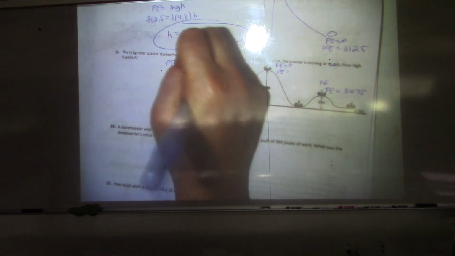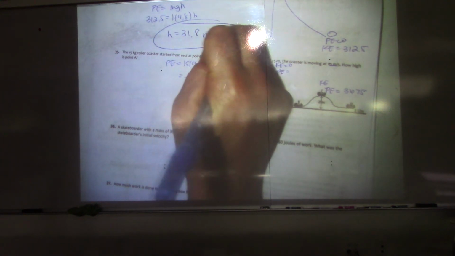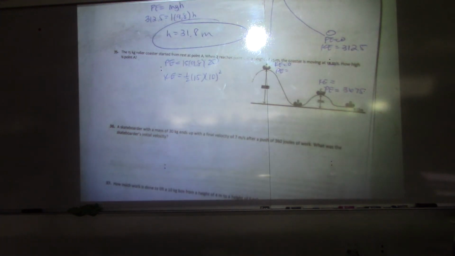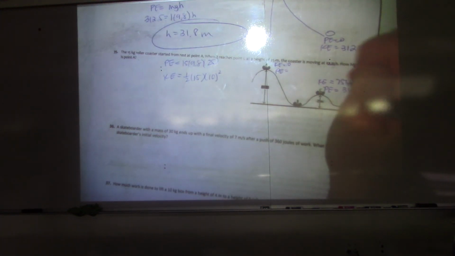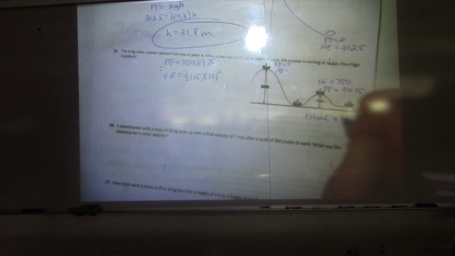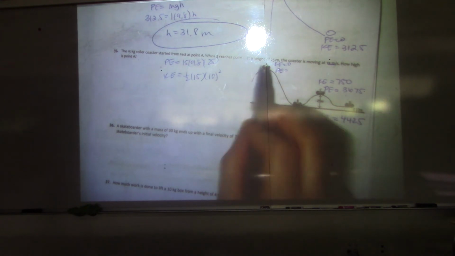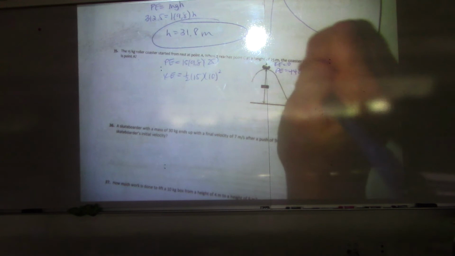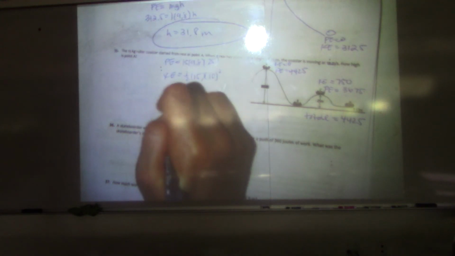But I also have a velocity, so I'm going to do the kinetic energy, 1/2 mv squared. And that gives me kinetic energy of 750. These two combine to get my total. So my total energy is the 4425, which means at the top, if the kinetic is 0, then my potential is just my total. And now we plug in to get our height.